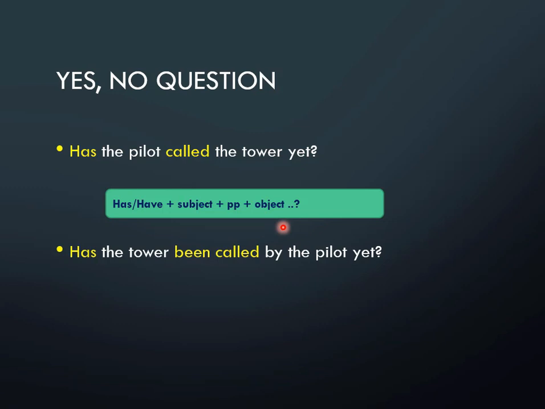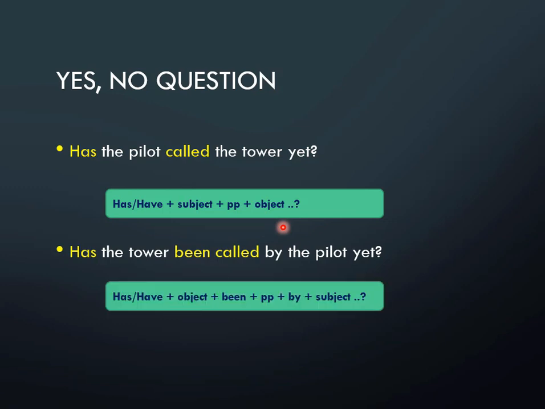After that, we write the object. Then we write been and the past participle, and then by, the preposition, followed by the subject. Has or have goes at the beginning, as usual, to make passive, okay, the helping verb, and after that comes the object.